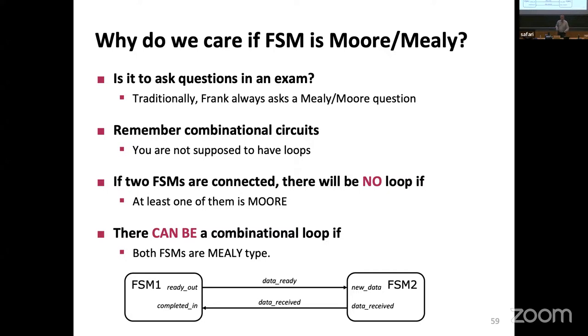Then you have to be careful, because under circumstances, you could have something where you create a loop and we violate one of our principles when we are talking about combinational circuits. There is a loop, hence we have a problem. So this is why we care whether or not they are Moore and Mealy. And I still insist 100% I will ask a question about Moore and Mealy. Okay? Really, I will.